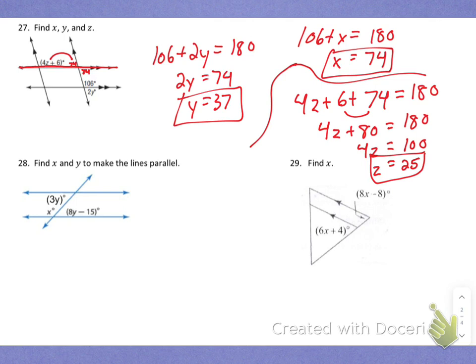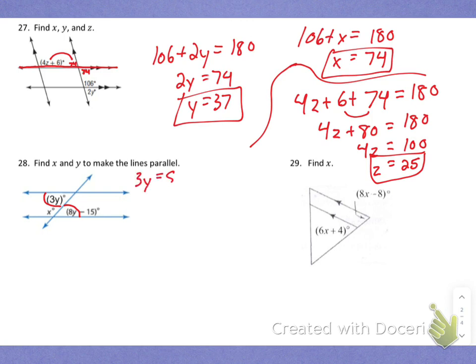28, find x and y to make the lines parallel. Essentially, we're just using the same rules, okay? I know you could do this a couple different ways. These right here are going to be supplementary, the x and the 3y, but it's two variables, so it's not going to work out for me. So since it's a y, I'm going to use this angle and this angle. Those are alternate interior angles, and alternate interior angles are congruent, meaning they equal each other.